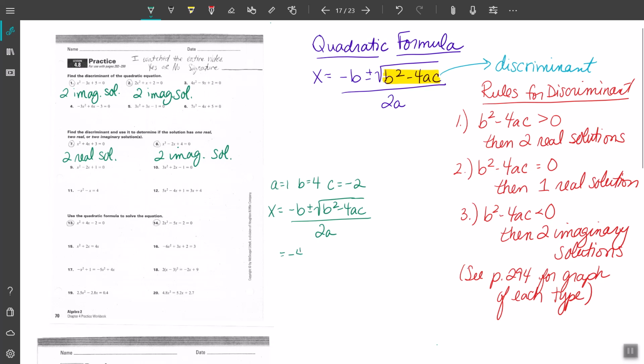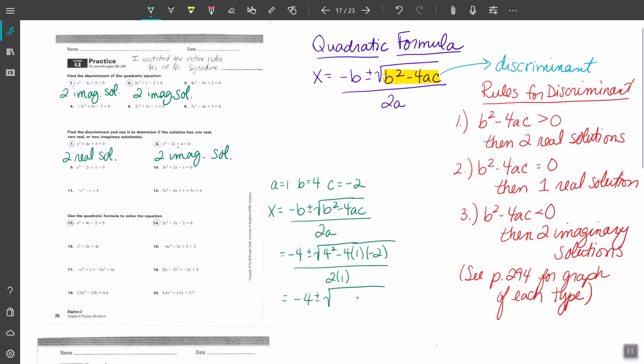So we're going to have the opposite of 4, plus or minus 4 squared, minus 4 times our A, which is 1, and our C, which is -2. So all that's under the radical, so that's the discriminant. And then 2 times A on the bottom, which is 2 times 1. All right, and then we just have to go through and follow our order of operations.